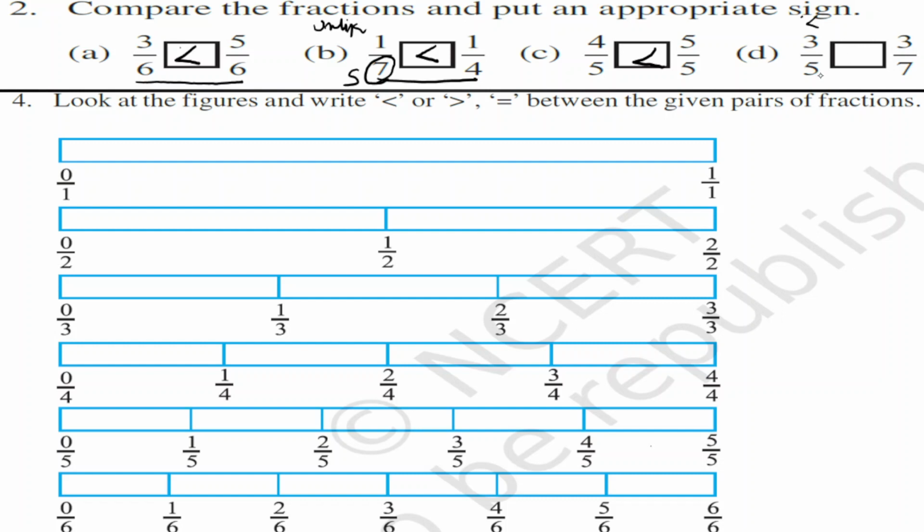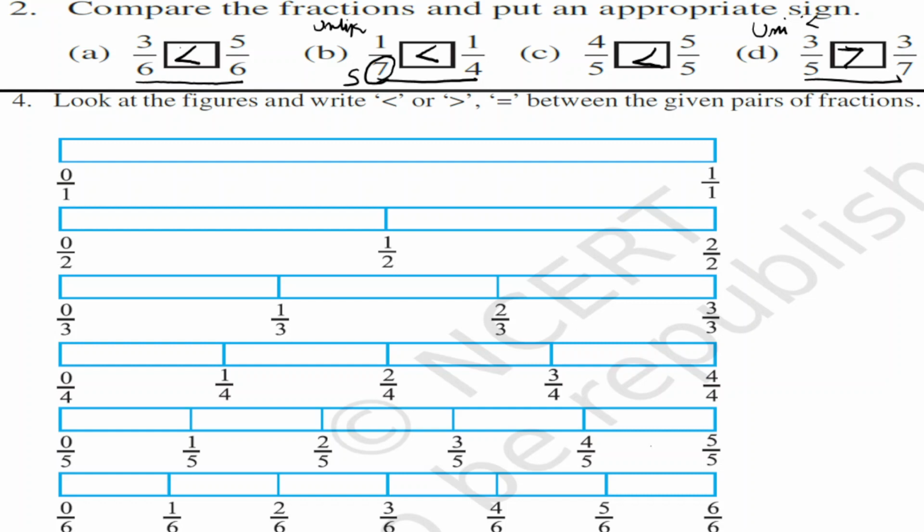And here these are the unlike fractions with same numerator. So here greater denominator is smaller and smaller denominator is greater. So this 3 by 5 is greater than 3 by 7 because 5 is the smaller denominator.